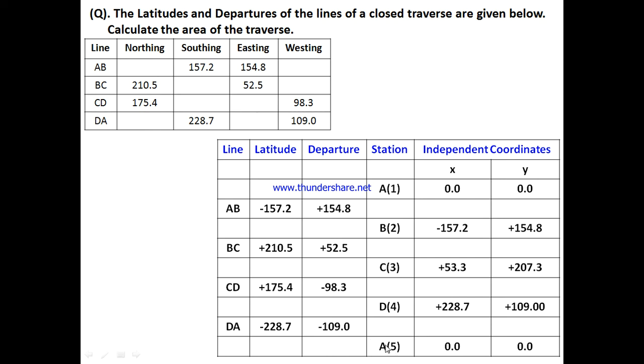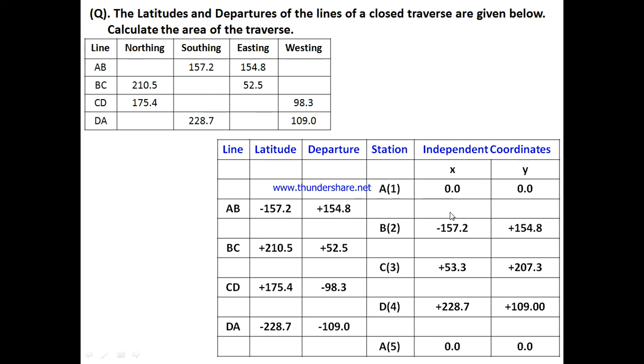Similarly, for station A, or we can say again reaching the same station, we will see minus 228.7 plus 228.7 will come as 0, and minus 109 plus 109 will come as 0. So since 0 value is coming, it means no closure error is there, or zero closure error. So the traverse is perfectly closed and we are getting these independent coordinates.